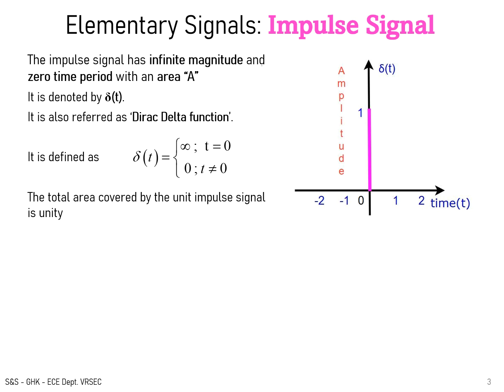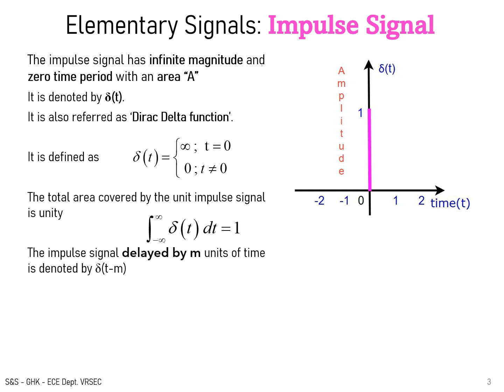Here, if the magnitude of the impulse signal is considered as 1, then the impulse signal is referred to as a unit impulse signal, and also the total area covered by the unit impulse signal is unity.